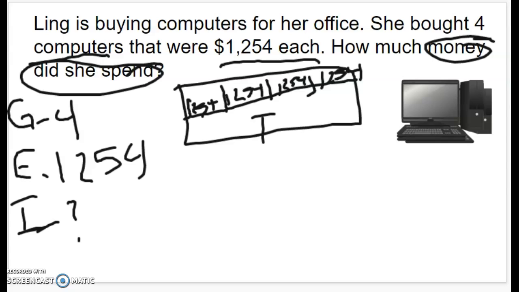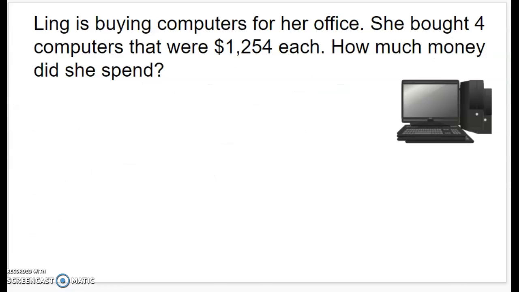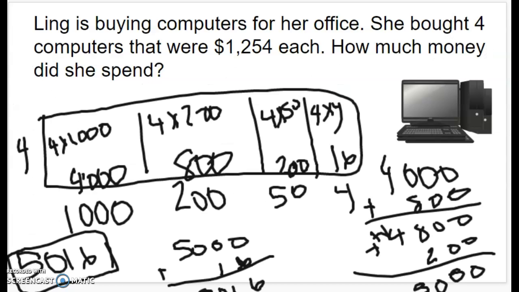So that means to solve this problem, we're going to do 1,254 times 4. Go ahead and solve that on your own, please. Okay, your answer should be 5,016. So go ahead, check your work against mine and make sure you're right.